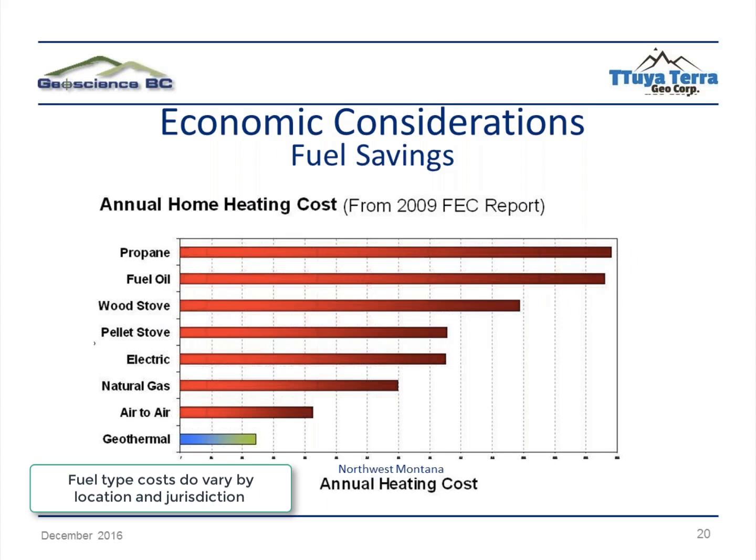In terms of fuel savings, this slide showcases what the fuel savings are when you compare geothermal to other conventional heating systems. In this case, this is geo-exchange systems. So we've got geothermal at the bottom there, representing the lower costs in terms of annual heating costs. So not necessarily the upfront costs in order to deploy the system, but once the system is deployed, this is what your heating cost is year to year.